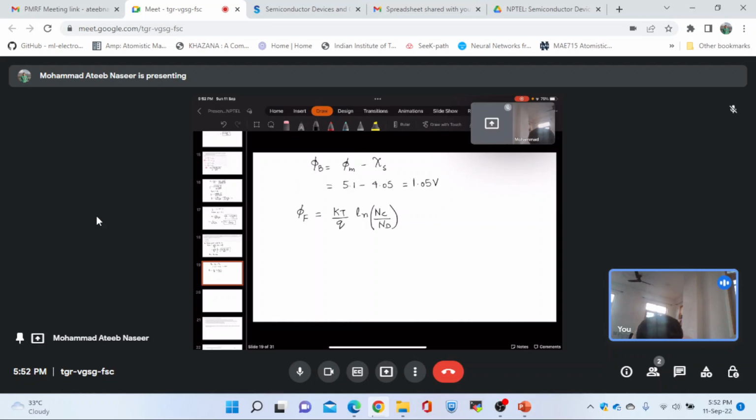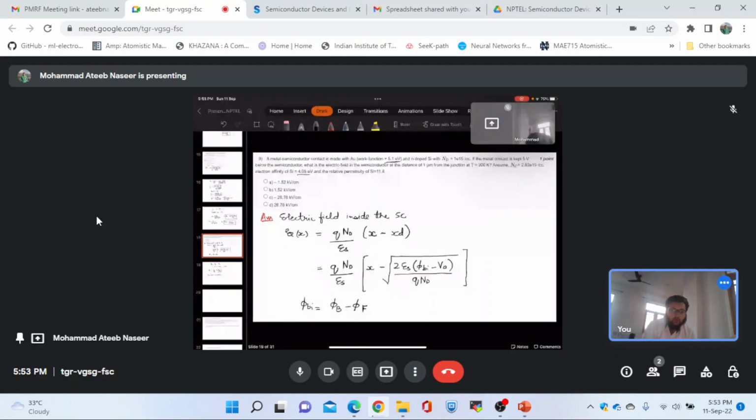Let me put it over here. The expression for phi bi will simply be equal to 1.05 minus 0.026 ln of Nc. This Nc has the value of 2.82 into 10 raised power 19.